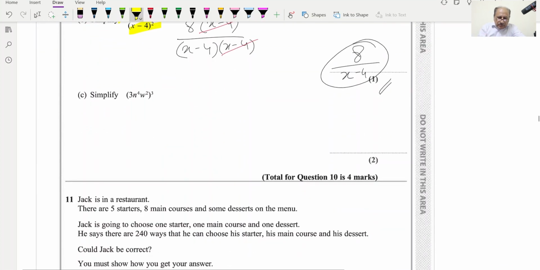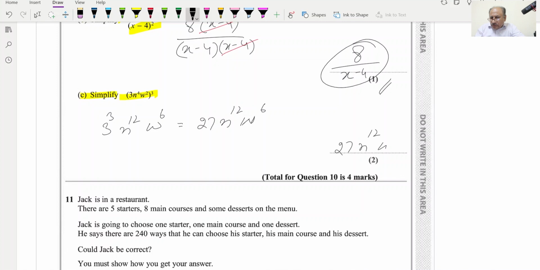And then they are saying simplify this, so power of the power: 3 raised to power 3, n raised to power 4 into 3 will be 12, and w raised to power 2 into 3 will be 6. So this will be 3 cubed is 27, n raised to power 12, w raised to the power 6. This will be the final answer which we can write, and this is a 2 marks part.